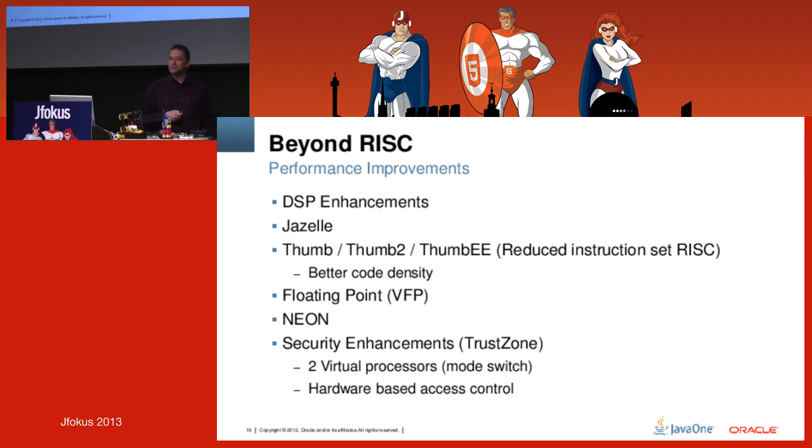And then there's also some security things that possibly we could use, which are TrustZone, where you can actually have two virtual processors running on the same physical processor. So you've got one running in kernel mode, one running in user mode, and then you can protect between the two. And there's some hardware-based access control available as well.